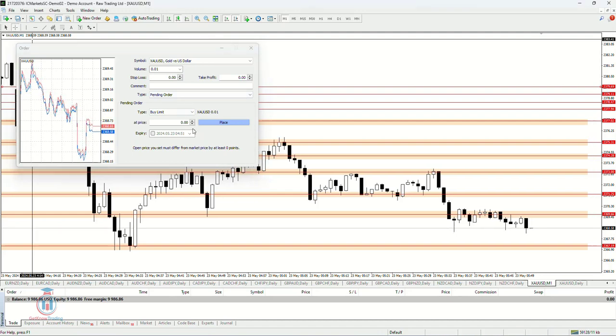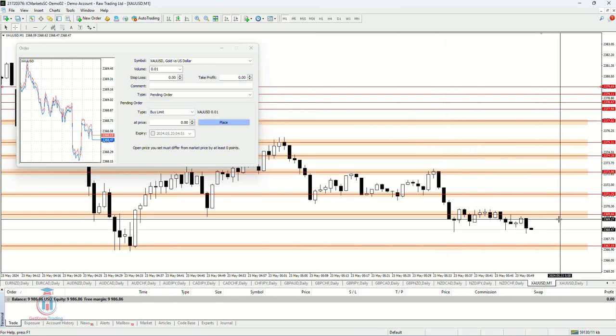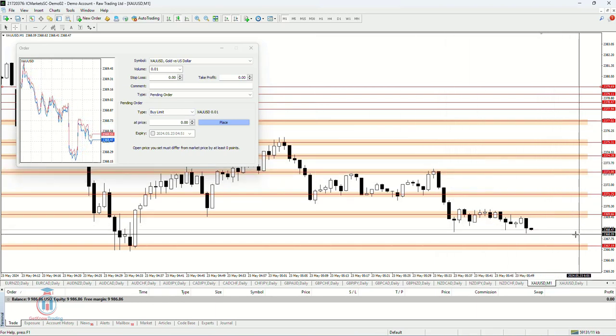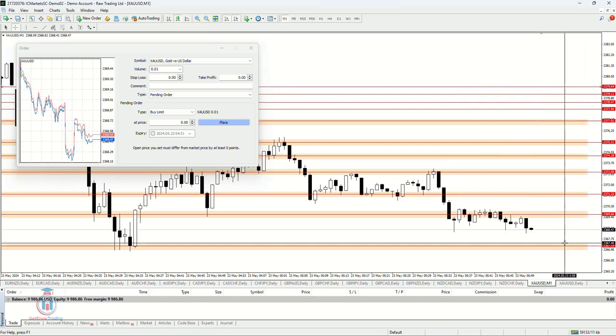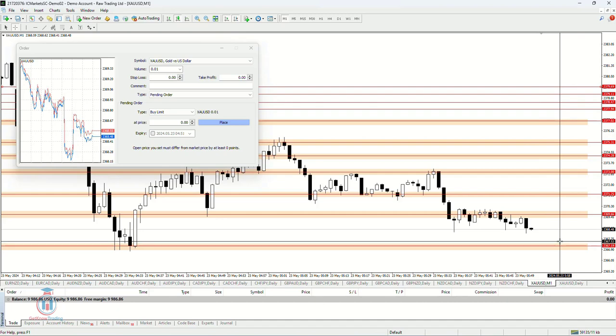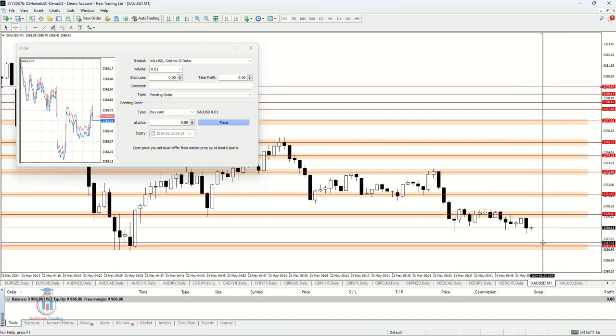Now, first of all, the buy limit or the pending order is an order that will be opened in the future. That means when the price goes to a certain price level, which is below the market price, for example, let's say 2367.50 is the price that you would like the price to reach, and then open a buy limit order.